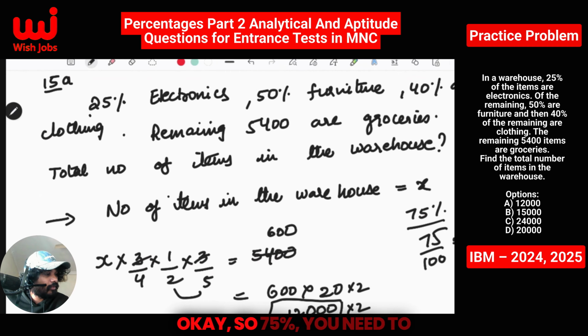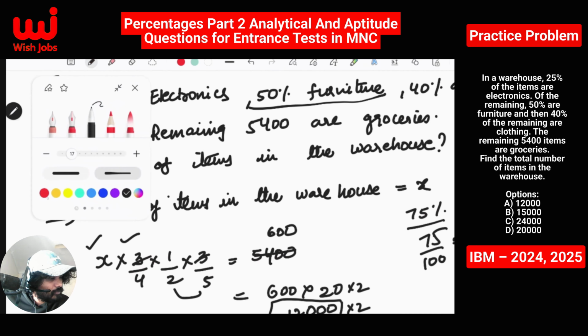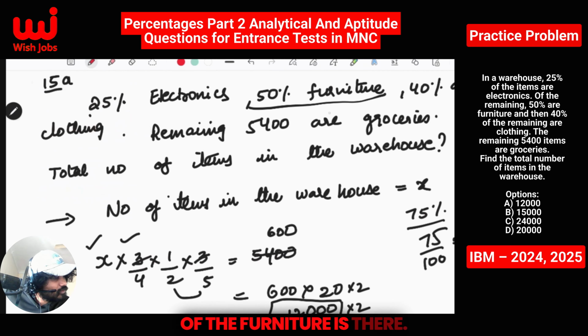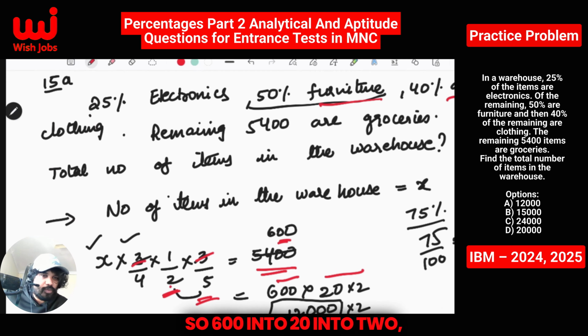So 75% you need to simplify as 3 by 4. So x into 3 by 4. 50% of the furniture is there. That means the rest over is 1 by 2. 40% are clothing, which is 3 by 4 of the rest... equal to 5,400. So 3 2s are 9, 9 6s are 54, so 600. The denominator would be 5 into 4, 20, 20 into 2, 40. So 600 into 20 into 2, which is 40, which is 24,000. Great.